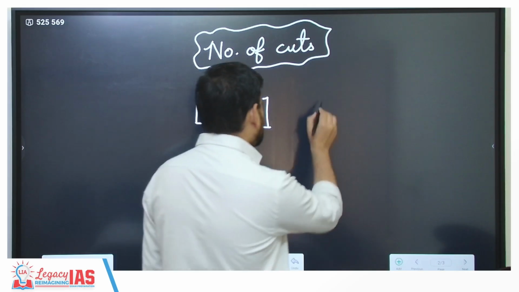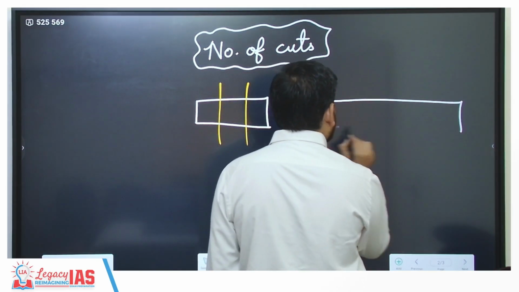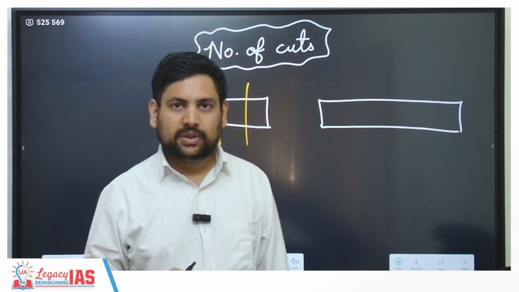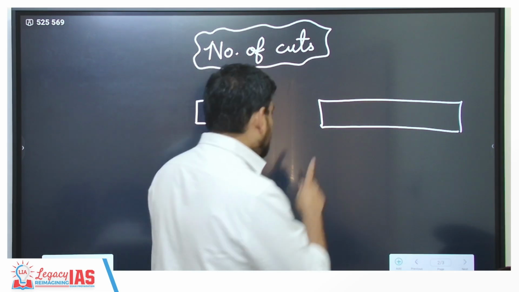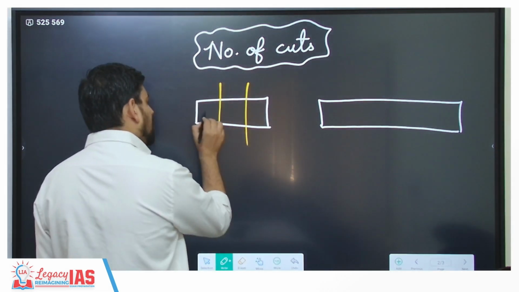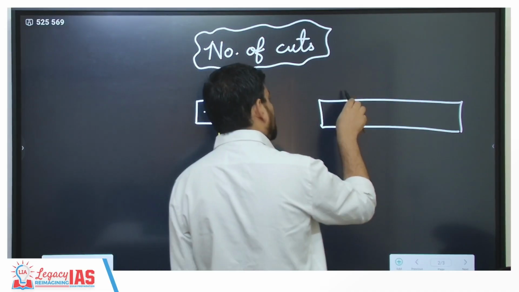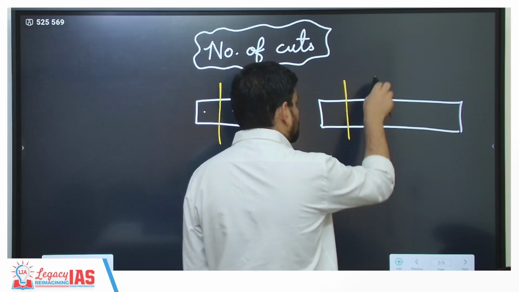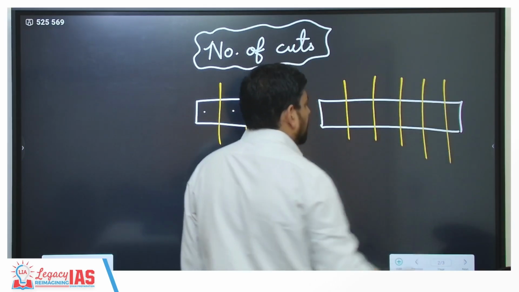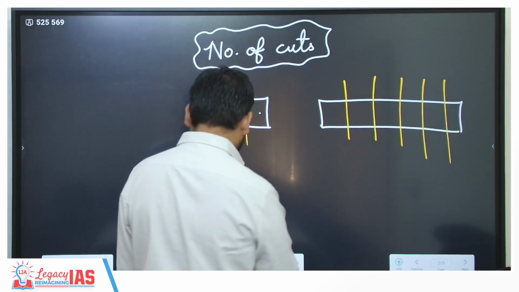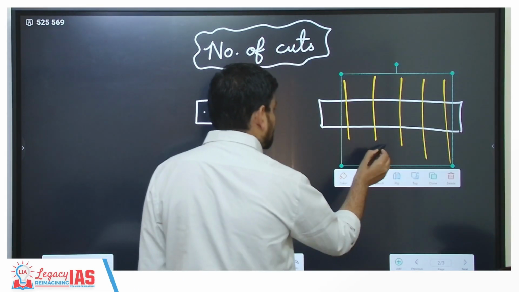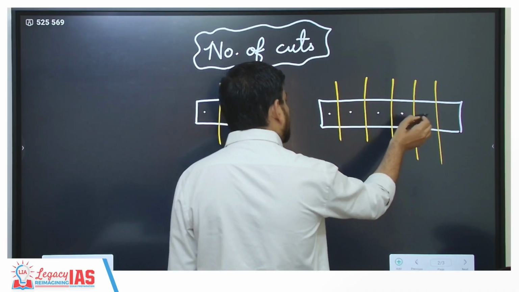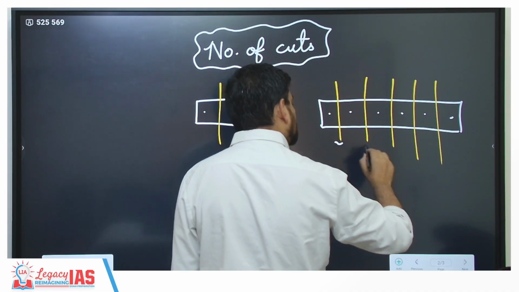Similarly, if I take a bigger chocolate and have to divide it among 5 people, how many cuts do I need to make? This was fine: 2 cuts and 3 pieces. Similarly, I have to divide it into 6 pieces, so I will make 5 cuts. See, 1, 2, 3, 4 and 5. How many pieces did I get? 1, 2, 3, 4, 5, 6. And how many cuts did I make? 1, 2, 3, 4, 5.